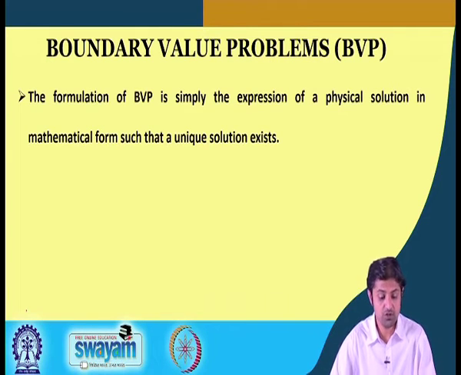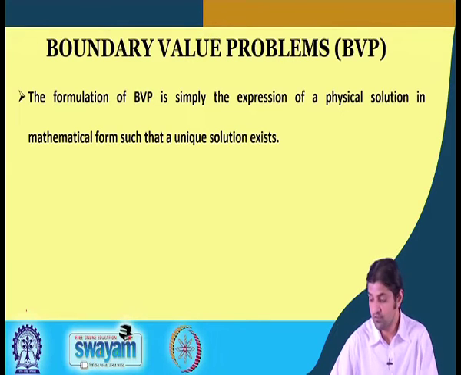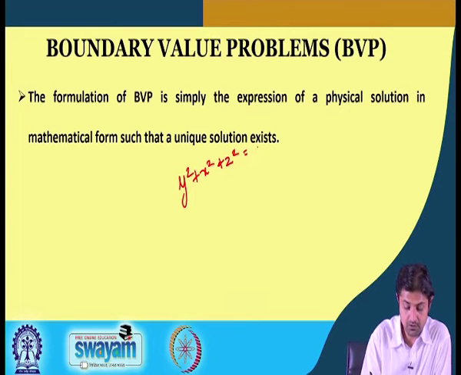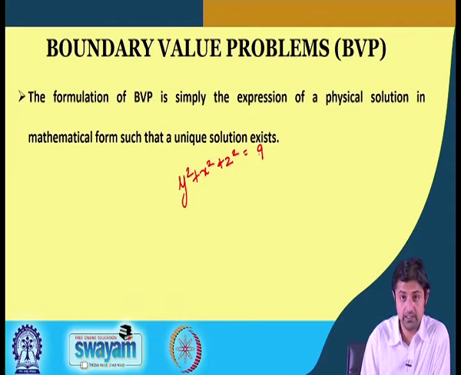The formulation of a boundary value problem is simply the expression of a physical solution in a mathematical form such that a unique solution exists. Okay, so what happens is, if there is an equation that is valid for the entire domain, entire area, then there could be an infinite number of solutions to that problem, right? For example, let's say x square plus y square plus z square is equal to, let's say, 9. All right.